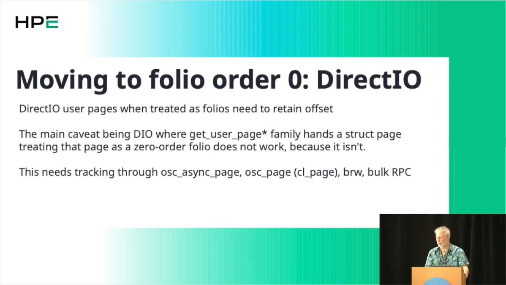So the first order of business, when we're moving to folio order 0, direct I/O was our first complication. So in direct I/O, we grab user pages, but those user pages are embedded in large folios. And so we need to track the page or the offset that that folio came from and plumb that through Lustre.